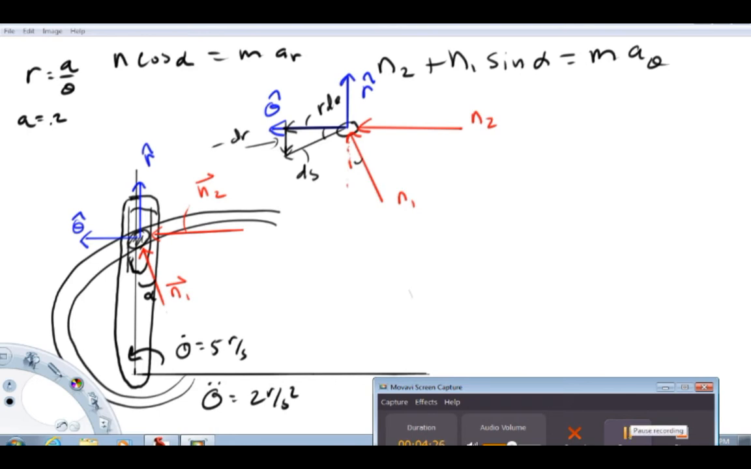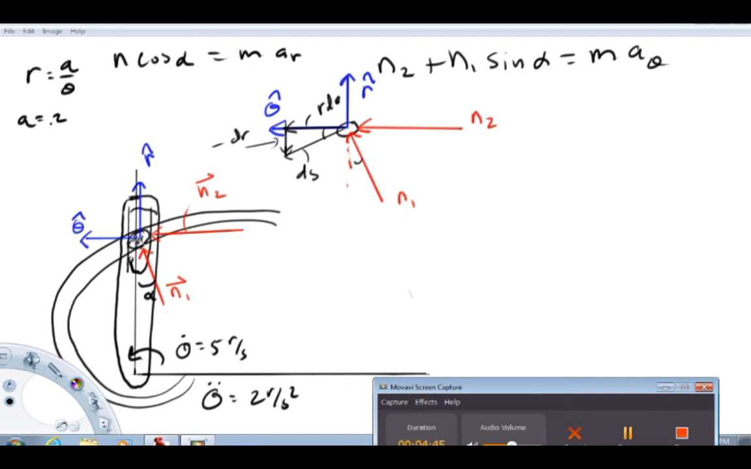I wanted to take my time and draw these vectors as nicely as I could, and I tried to color code them. So, look at the original picture here. In red, these are the normal vectors, n1 and n2, just like before. In blue, I put the unit coordinates that we're working in, the theta hat direction, the r hat direction, keeping in mind outward is considered positive.